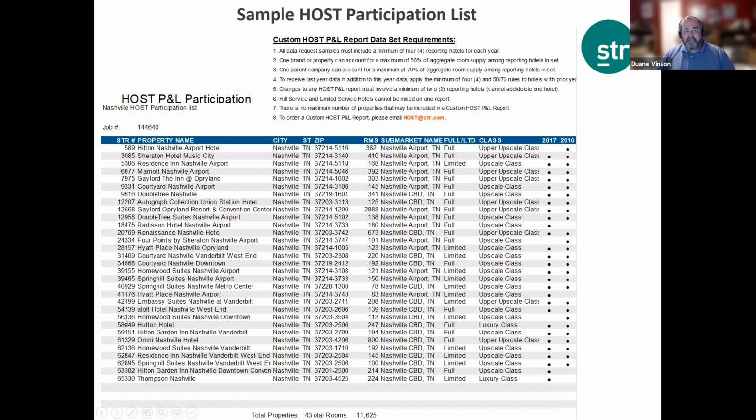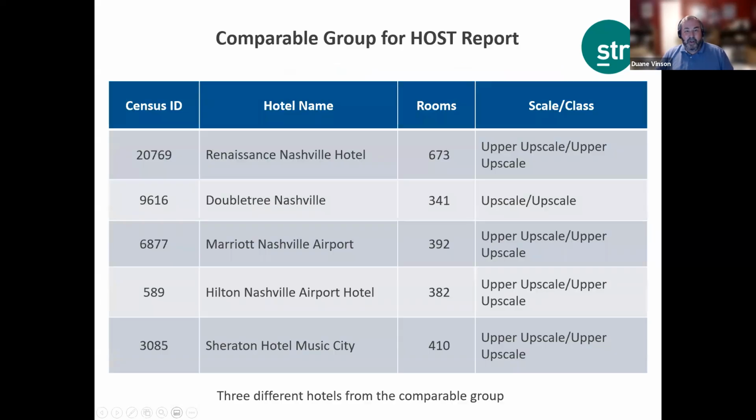So here is a participation list for Nashville. This includes all hotels, full service and limited service hotels. Here again I would caution you though, if your proposed hotel project, for example, is an upper upscale full service hotel, then that's what you need to focus on in your comparable group. You're not going to include limited service hotels because your revenues and expenses are going to be different. So you can get a participation list based upon full service or limited service hotels, depending on what your project is in your local market.